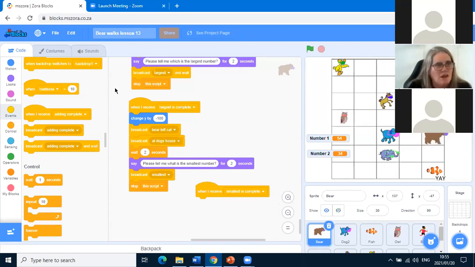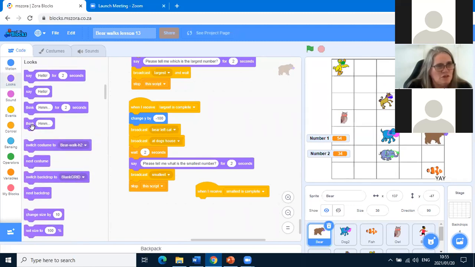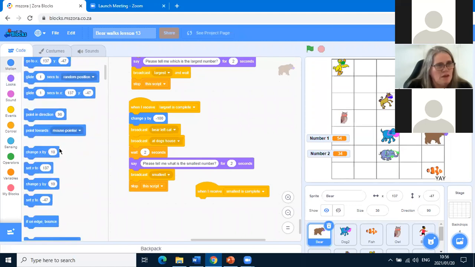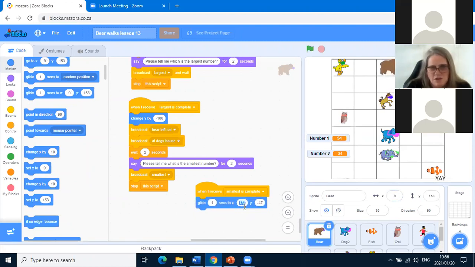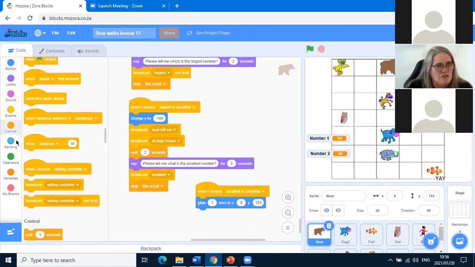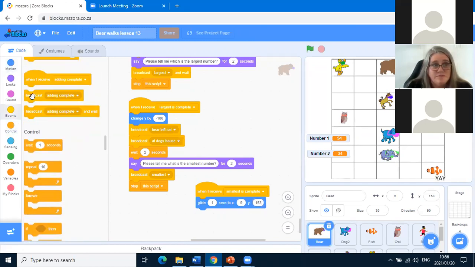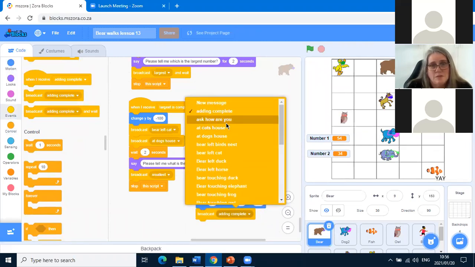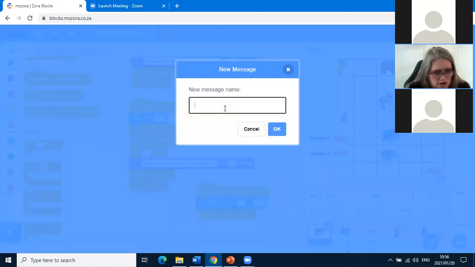Bear will position over there. We're going to make him glide to that position because he's going to get ready to play a game with Ben. He's going to glide to this position, which is 9 and 153. And he's going to broadcast that he's left the dog. We put in a message here saying left dog.